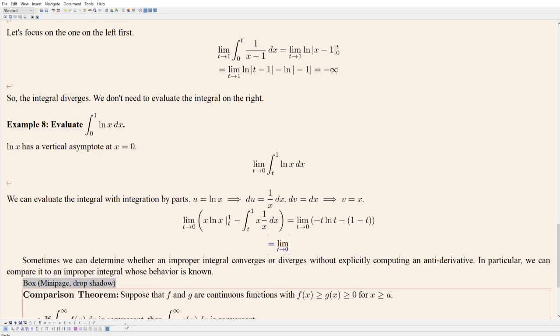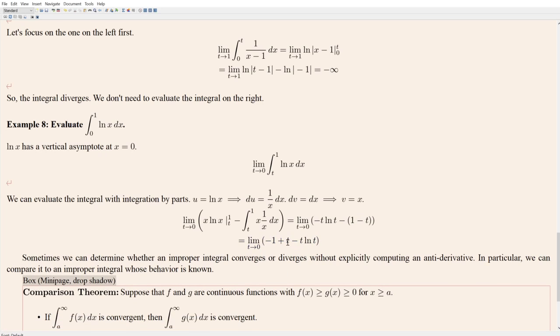So let's clean this up a little bit. So we have minus 1 plus t, that's this bit, minus t log t. So now as t goes to 0, this dude just goes to 0, this dude remains unchanged. And then t log t, well, log of 0 is negative infinity, right? So we're going to have another indeterminate form of the form 0 times infinity.